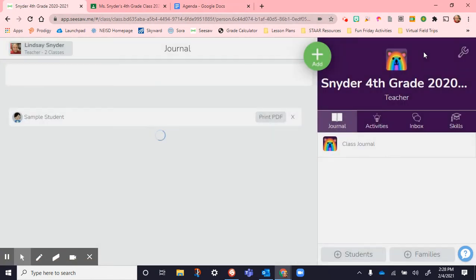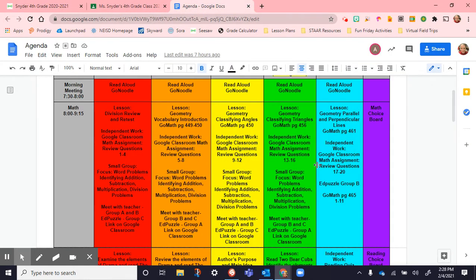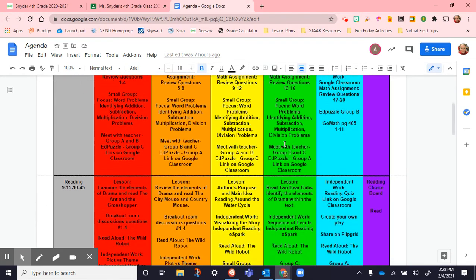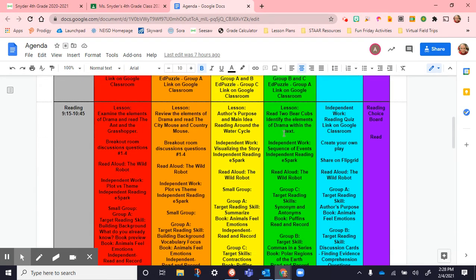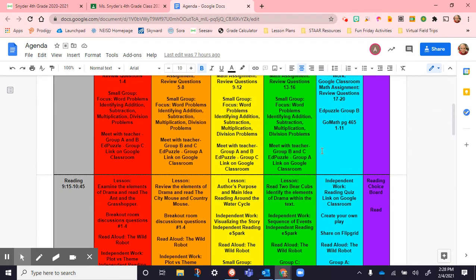And then for reading today, make sure you check the small group activities. So I met with groups B and C. Group A needed to do each one of these.